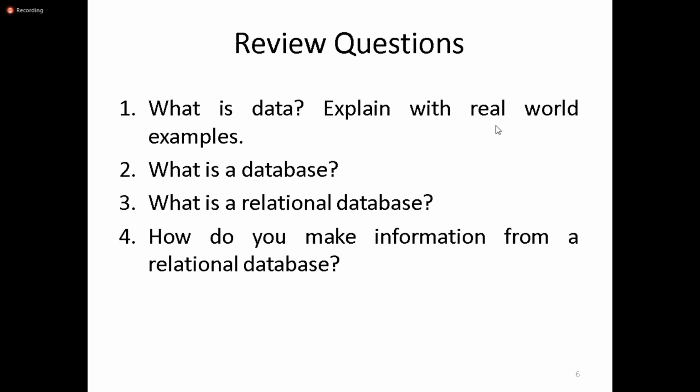Right? What is the answer for the fourth one? How do you make information from a relational database? Actually, I have already explained it to you, but what you have written can also be discussed. We can make information with relationships between the tables and normalization. Actually, the normalization comes before we implement the database.